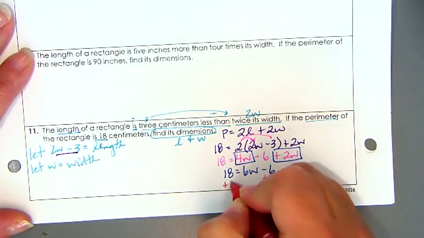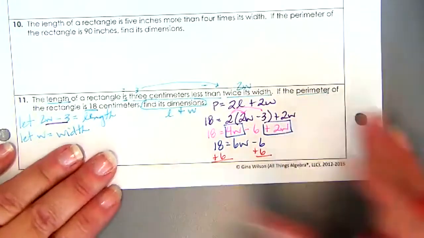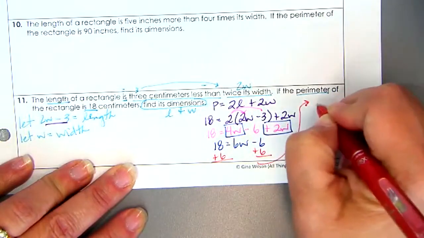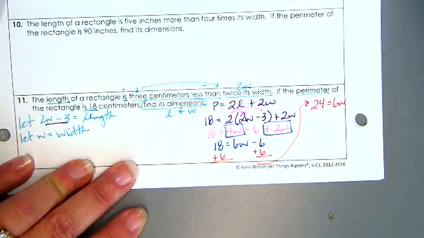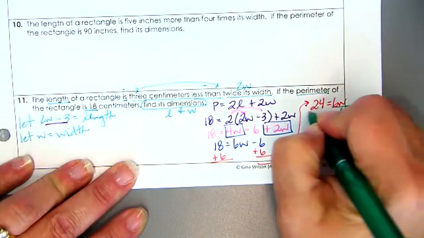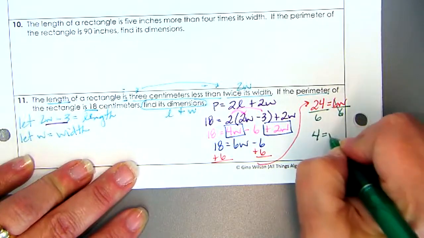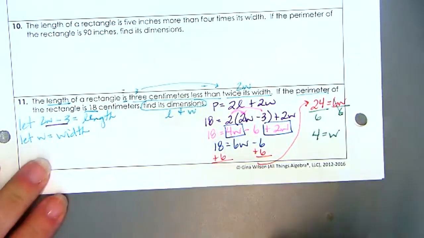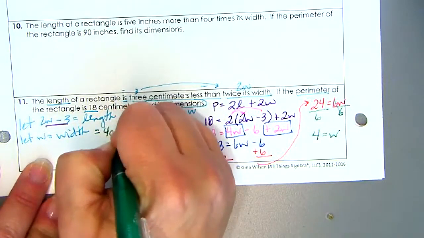Add 6, add 6. Oh, I'm looking at the wrong one. Add 6, add 6. So now I'm going to move this over here. So I'm going to have 24 equals 6W. Divide by 6, divide by 6. And 4 equals W. It's talking about centimeters, so right now I know that my width is 4 centimeters.